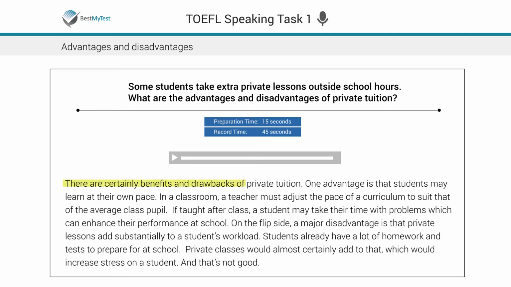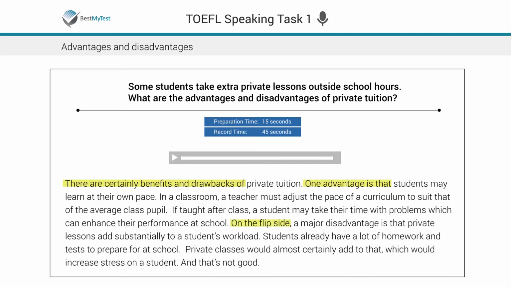There are certainly benefits and drawbacks of private tuition. One advantage is that students may learn at their own pace. In a classroom, a teacher must adjust the pace of the curriculum to suit that of the average class pupil. If taught after class, a student may take their time with problems, which can enhance their performance at school.